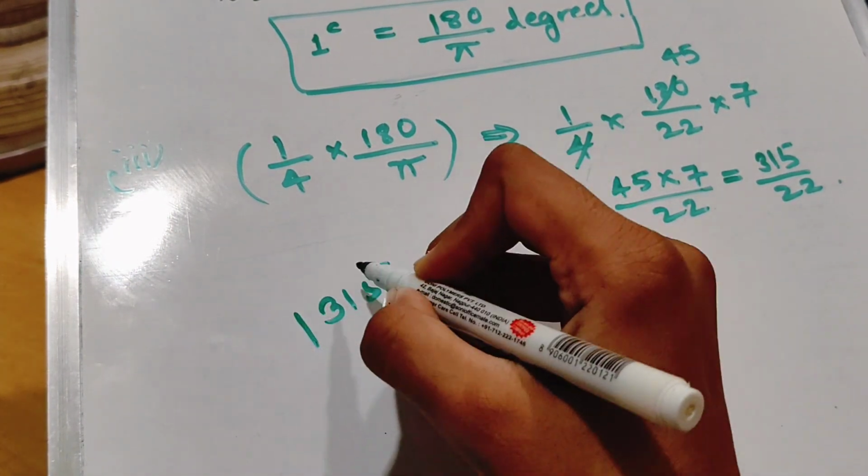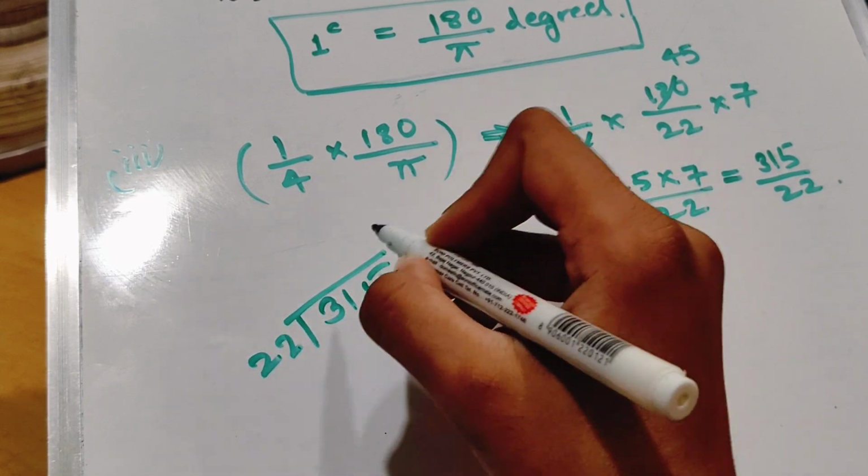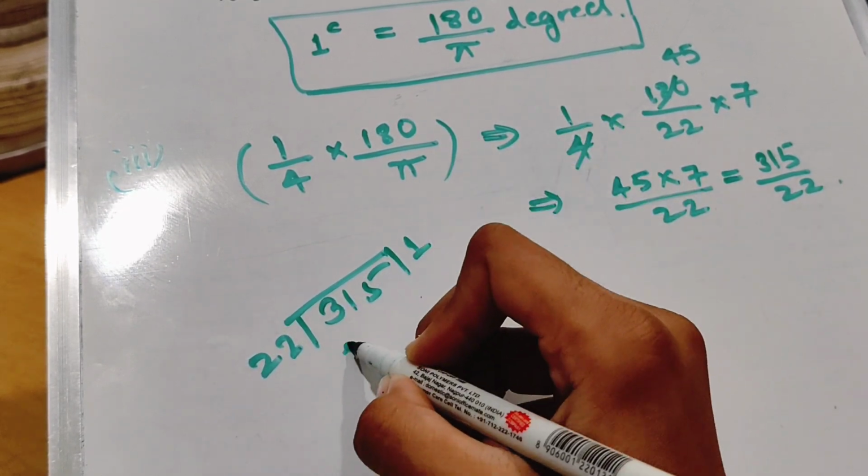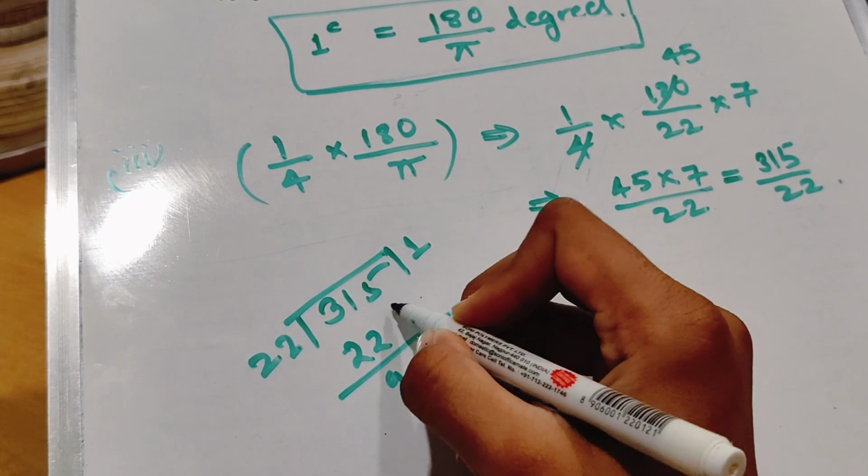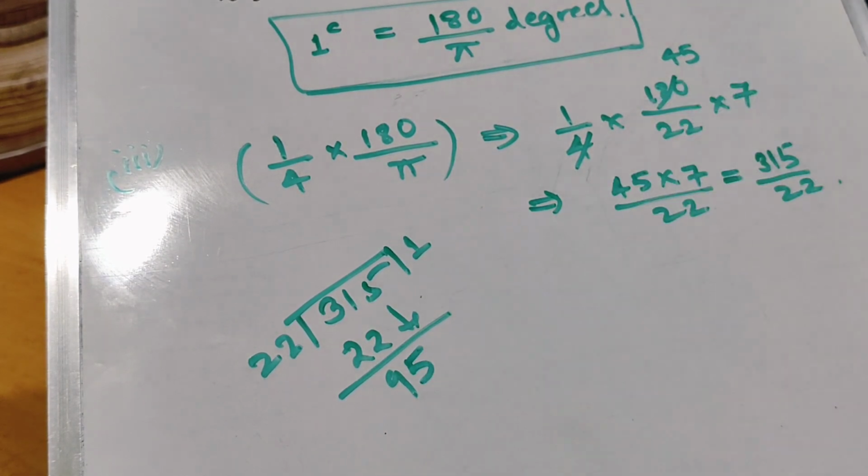315 divided by 22. So 1, 22, 9 will come down.